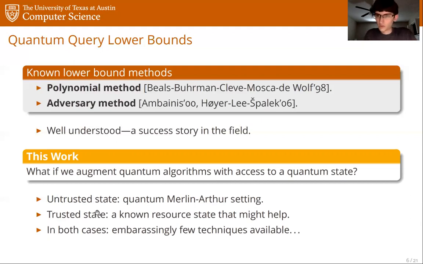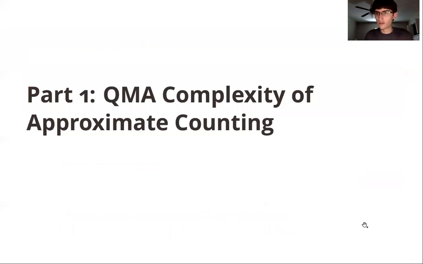So as I mentioned, we have two results. There's this quantum Merlin-Arthur setting, and there's this trusted setting. I'll first talk about the untrusted setting.